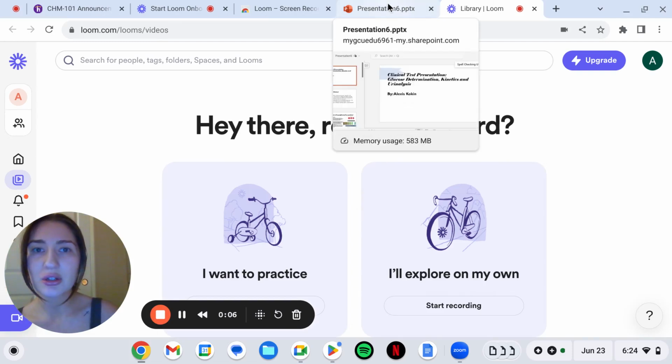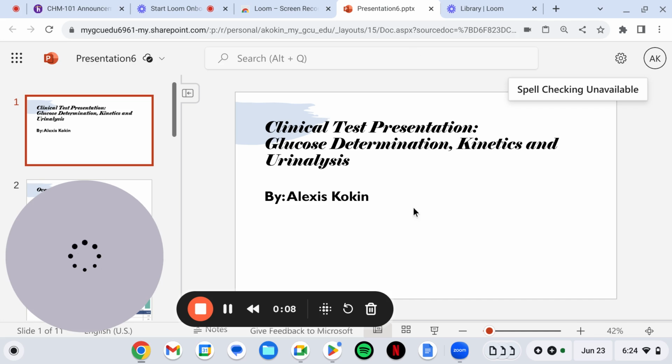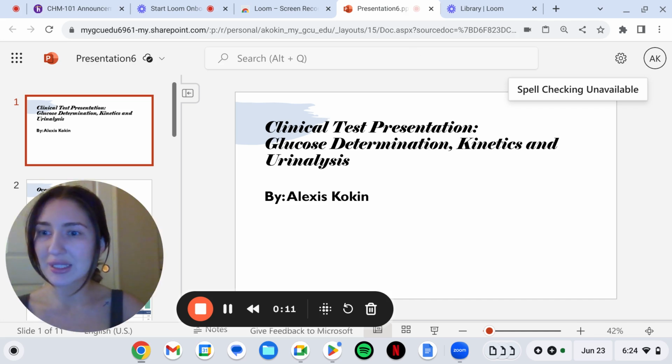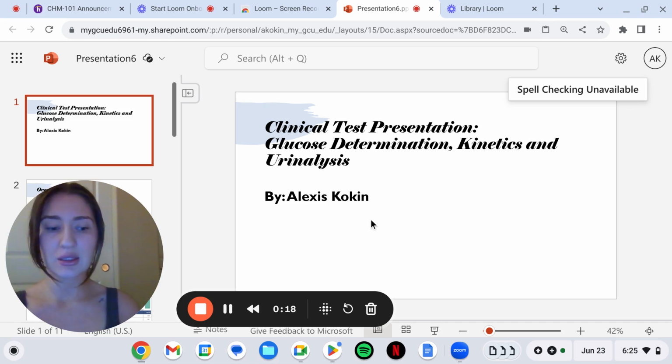I'm a student at GCU and I'm going to be doing my clinical test presentation on glucose determination, kinetics, and urinalysis for my patient X.